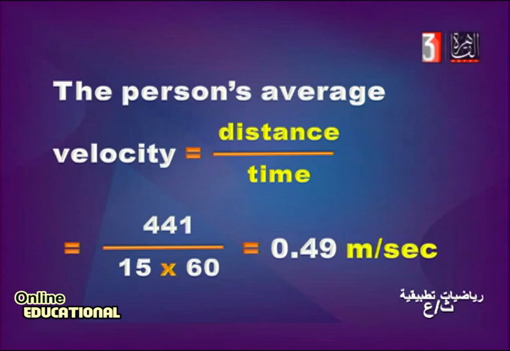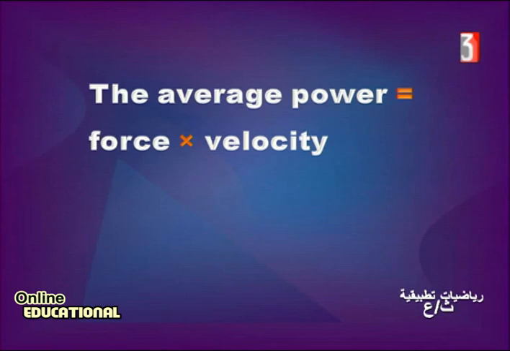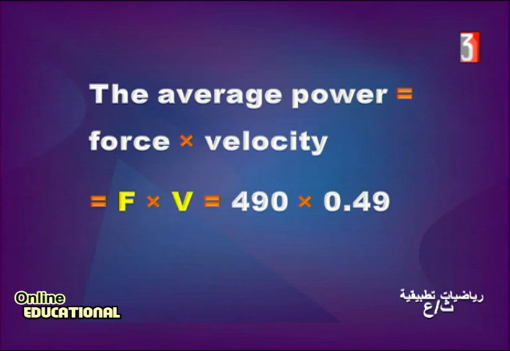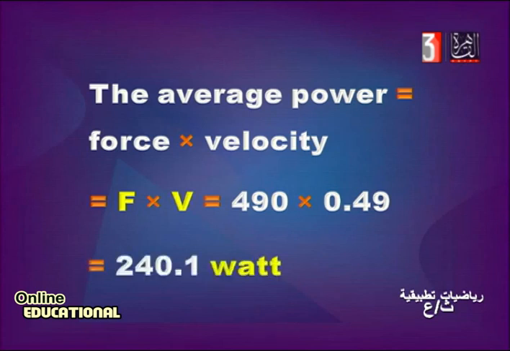What is the average power? The average power equals force multiply velocity. Force equals 490 times 0.49, which equals 240.1 watt.